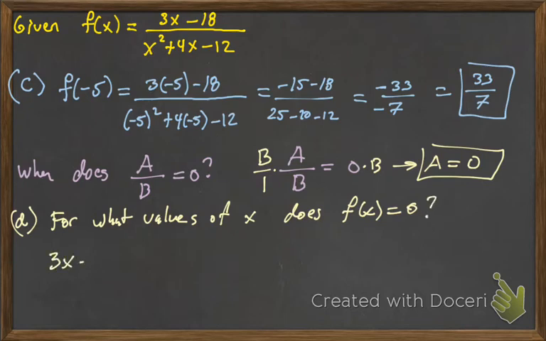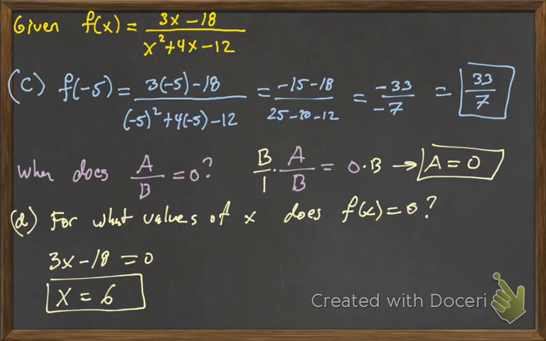So that means where is 3x minus 18 equal to 0? Well, you would add 18 and then divide by 3, and you get x is equal to 6. So that would be the x value there.